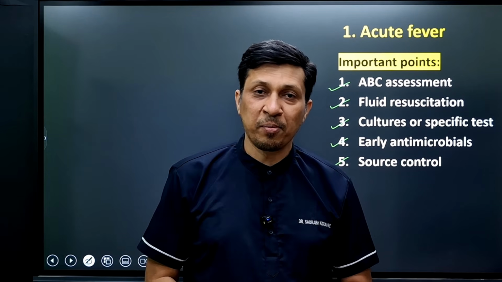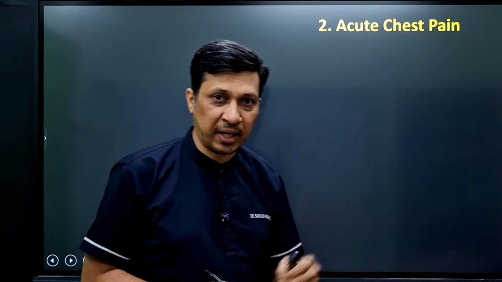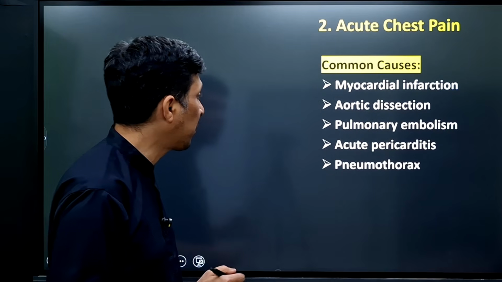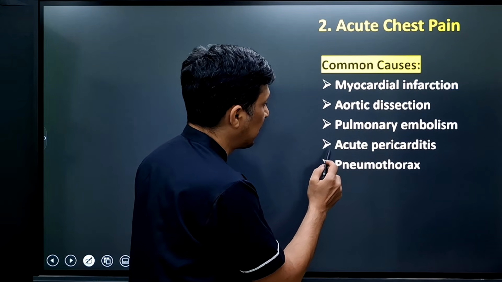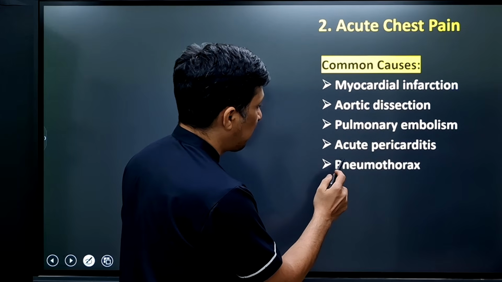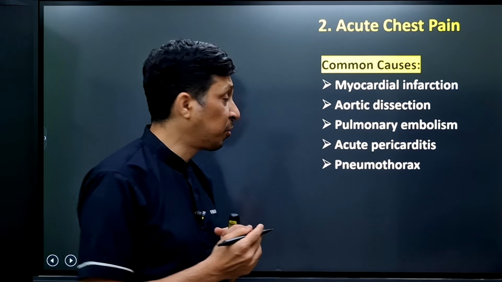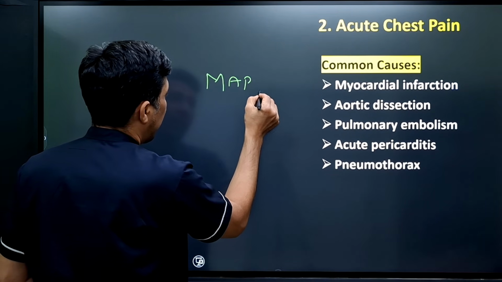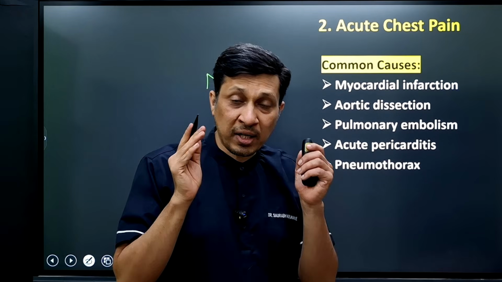Now, the second important presentation that we see in the ER is acute chest pain. What are the common causes of acute chest pain? The common causes are myocardial infarction, aortic dissection, pulmonary embolism, acute pericarditis, and pneumothorax. There is a short form to remember these causes, like MAP. In this way, you can remember the common causes of acute chest pain.